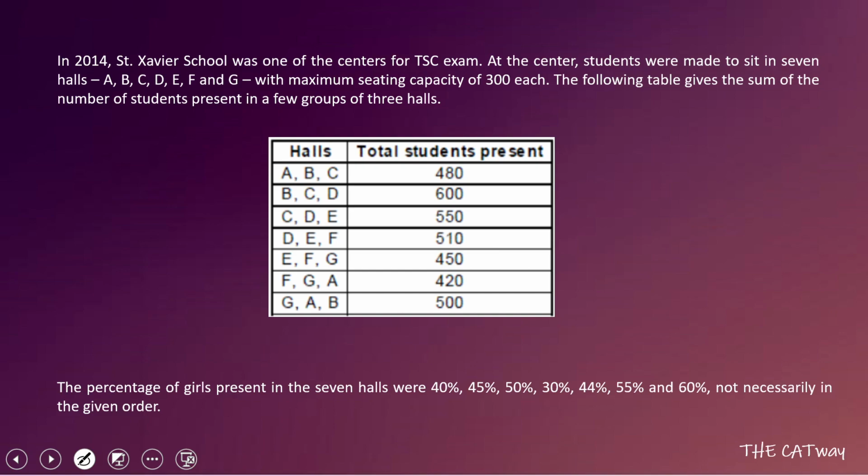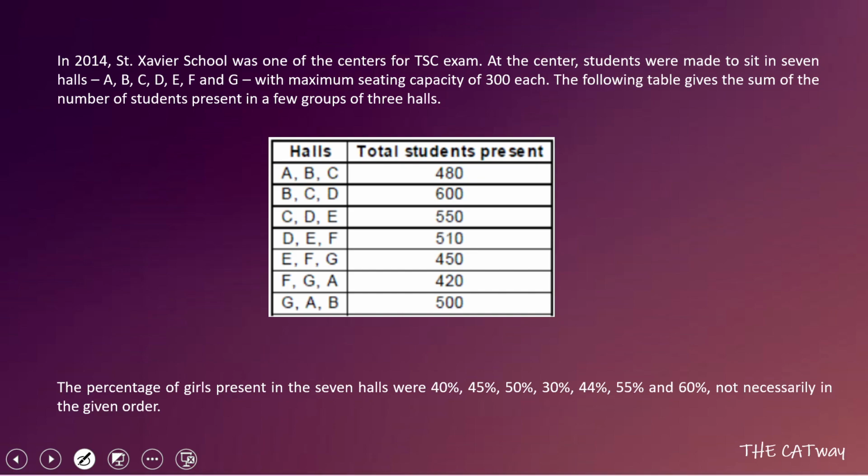Now let's roll in for today's question. So in 2014, St. Xavier School was one of the centers for TSC examinations. At the center, students were made to sit in 7 halls, A, B, C, D, E, F, and G, with maximum seating capacity of 300 each. The following table gives the sum of number of students present in a few groups of 3 halls.